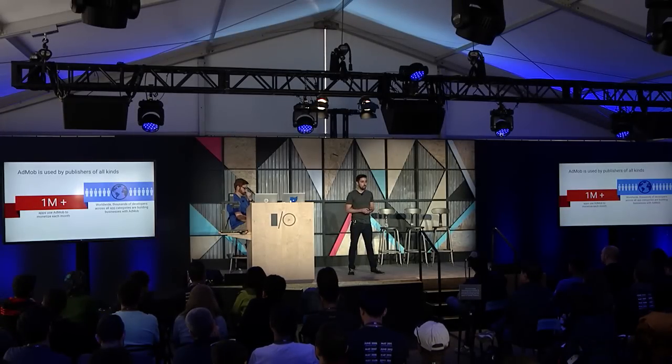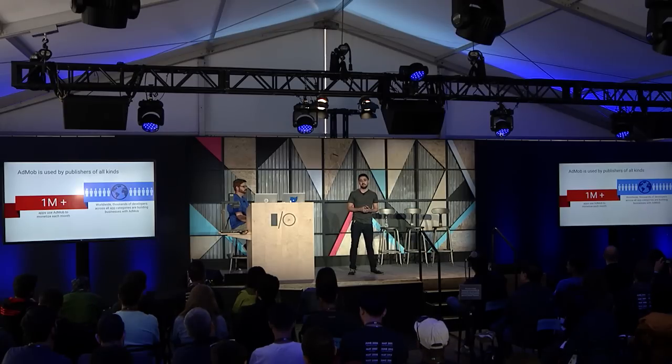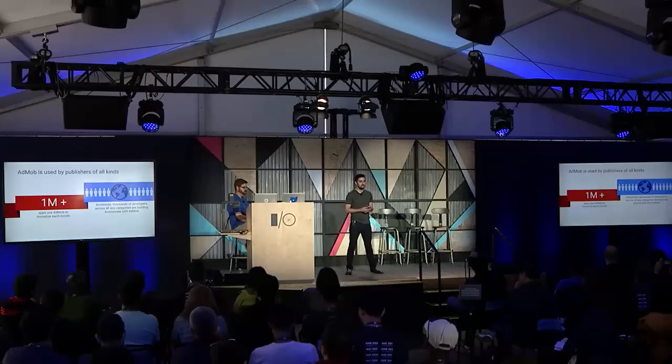AdMob is the world's leading mobile monetization platform powered by Google, and every month, over 1 million apps use AdMob to monetize their business. Native and rewarded ads, which we're talking about today, are just the latest additions to the AdMob platform.